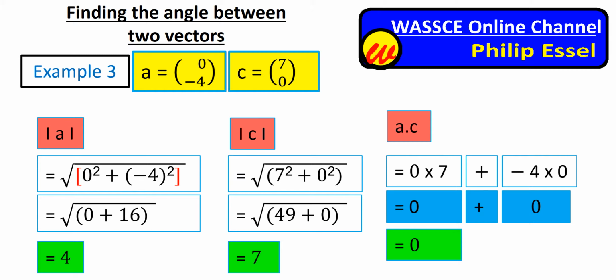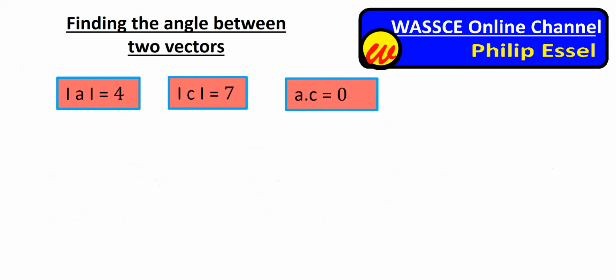We know the magnitude of vector A. We also know the magnitude of vector C. Then we know the dot product of the two vectors A and C. So what we will do is to use them to find the angle between the two vectors A and C. The magnitude of vector A is equal to 4. The magnitude of vector C is equal to 7. And the dot product of the two vectors is equal to 0.